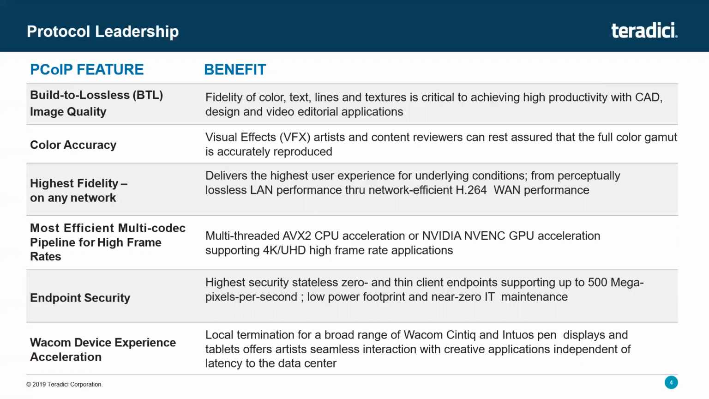Or there are options in the software to say, hey, I want you to use more bandwidth, even though there may be some underlying congestion, so that users may have a better experience at the cost of higher bandwidth usage. It's an efficient multi-codec protocol. One of the things we talk about here is AVX2, and as the title of this webinar says, we're talking about PCoIP Ultra. That's where that will come in. I'll address that in a later slide.